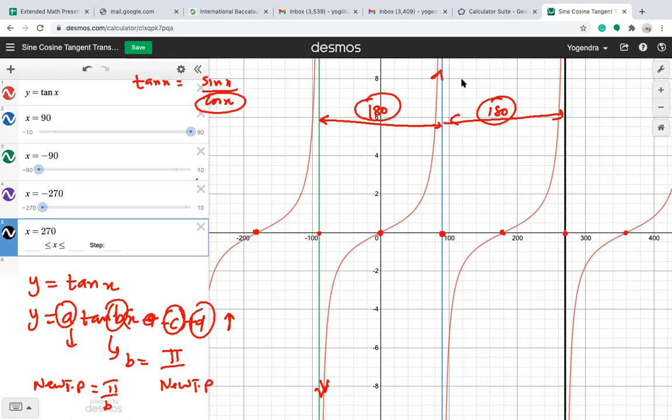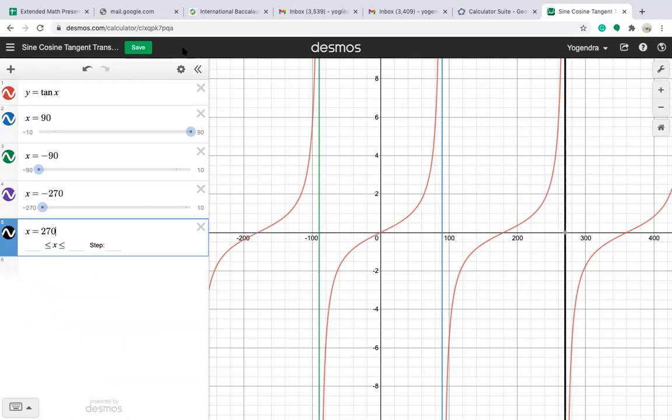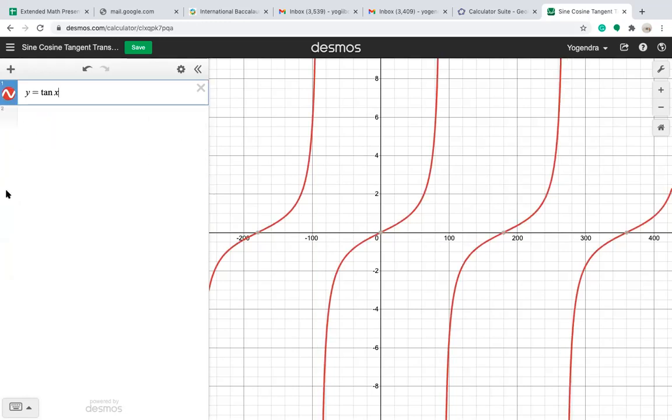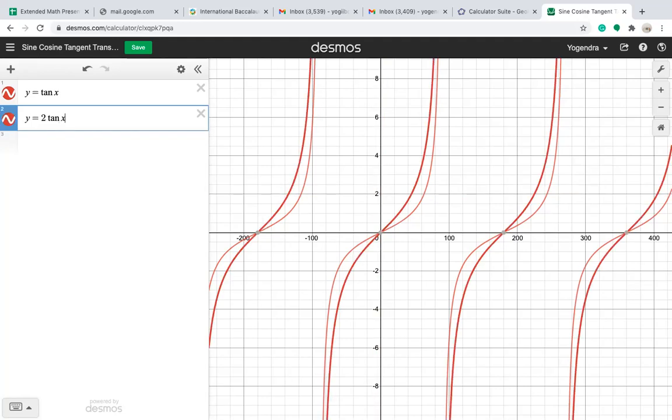Now let's have a quick look at how we visualize it on the graphs when you have the transformations. I'm going to quickly remove these vertical asymptotes, and let's look at the transformation. When you have y equals, let's say, 2 tan x, you can see that the red graph is the transformed graph, which is a vertical stretch. Each x value remains the same, and the y value gets doubled. That's why there is no amplitude here.